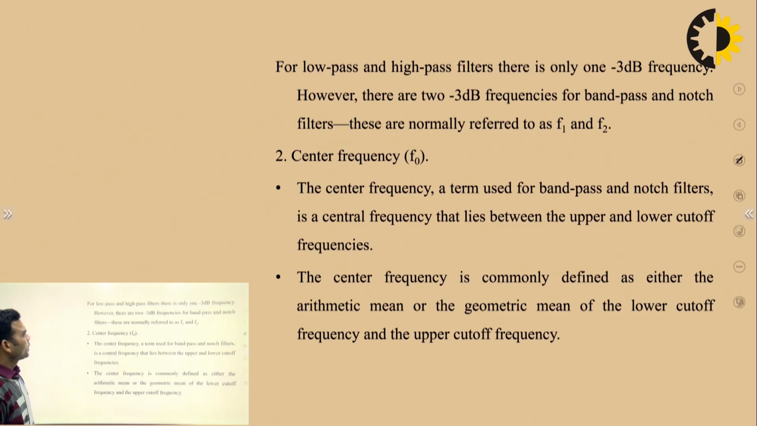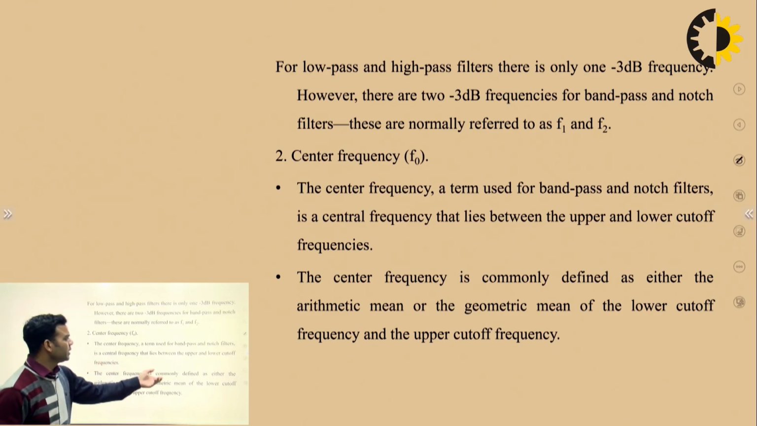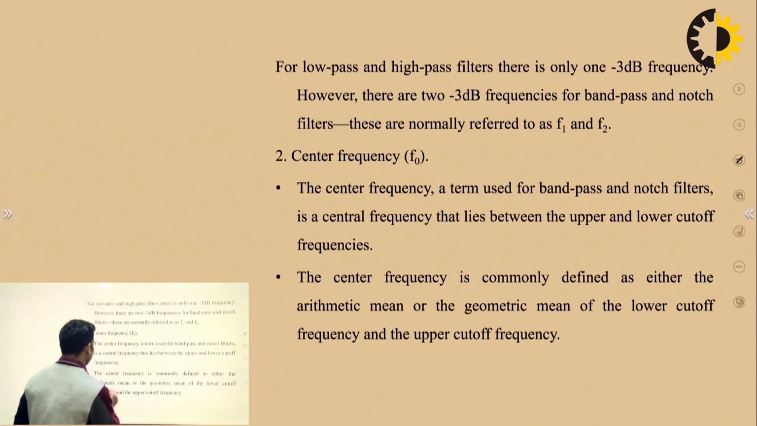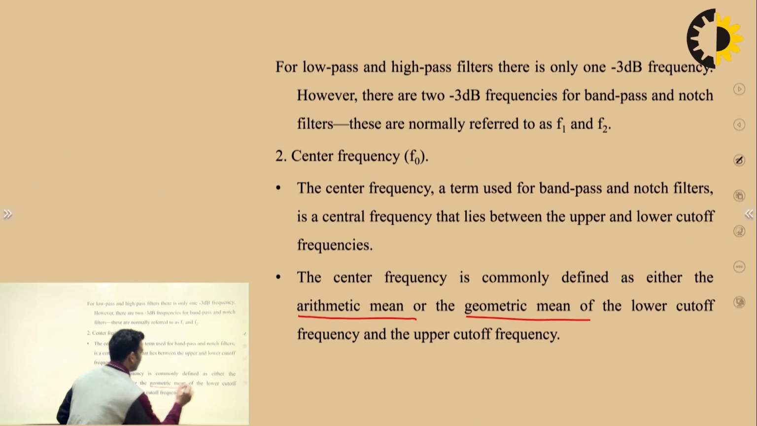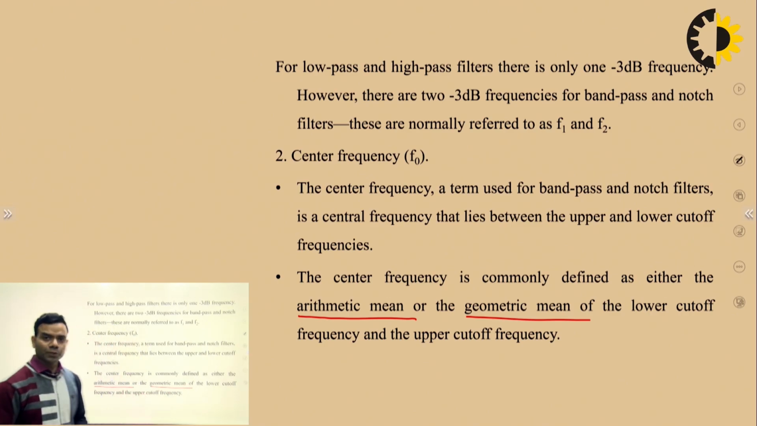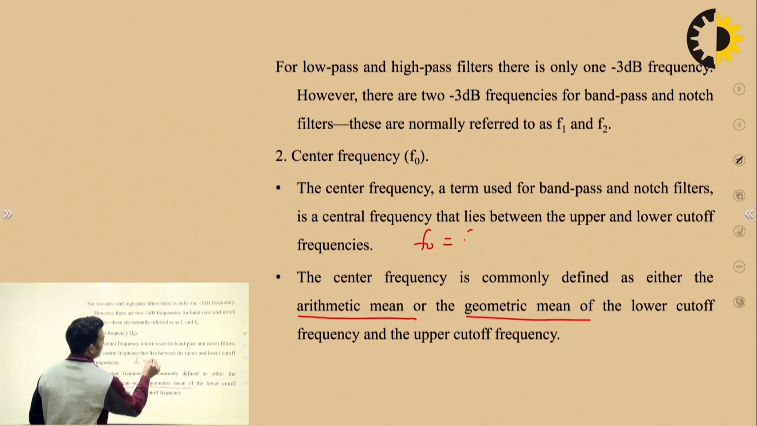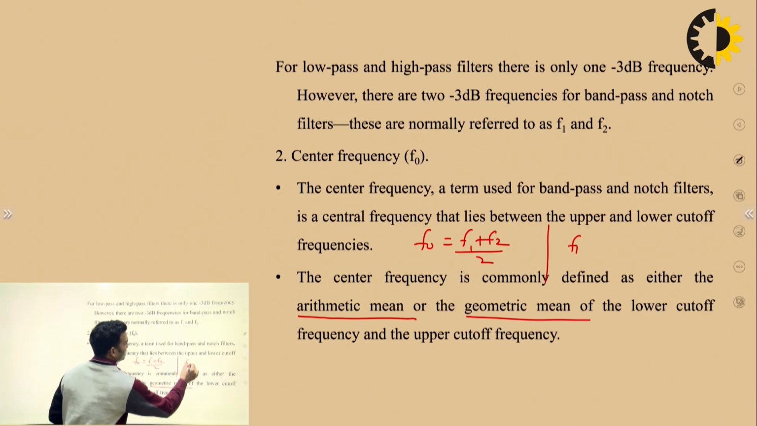So, the center frequency, a term used for band pass and notch filters, is a frequency that lies between the upper cutoff frequency and lower cutoff frequency. The center frequency is commonly found with the help of the arithmetic mean or geometric mean of the lower cutoff frequency and upper cutoff frequency. That means you can find F0 by (F1 plus F2) divided by 2. This is the geometric mean, or square root of F1 into F2.